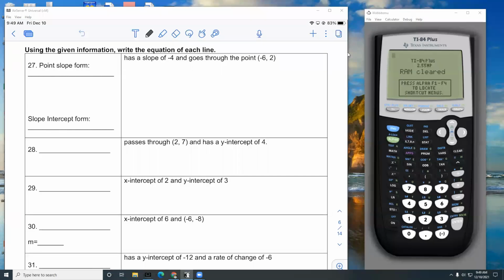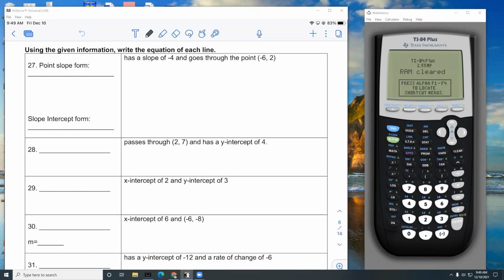All right, hey friends, we are doing part 2 of our fall final review. We're going to start at number 27. It says using the given information, write the equation of each line. All right, so here number 27, we're going to write it in point slope form and slope intercept form. It has a slope of -4 and it goes through the point (-6, 2).